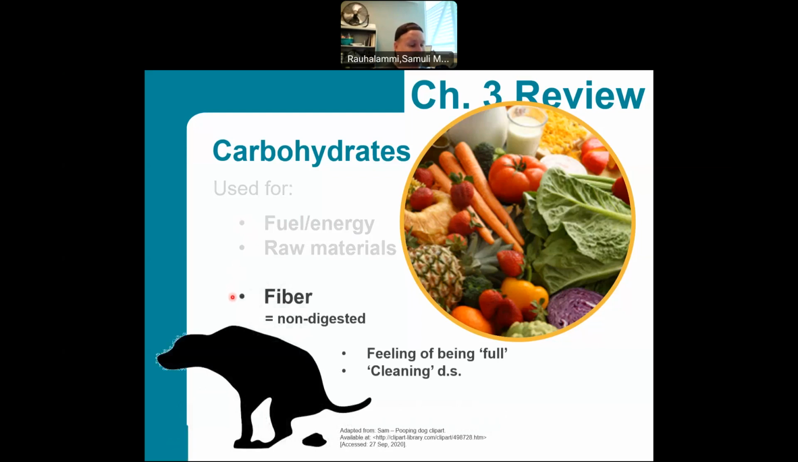I do want to mention at this time also fiber in the diet. Fiber is anything that we can eat and consume but can't digest, that simply passes through our digestive system. So you might ask, why do I need to eat fiber in my diet? What good would that do if I'm not able to extract any energy or any raw materials for my body from that fiber? Well, fiber plays an important role in diet for a few different purposes.